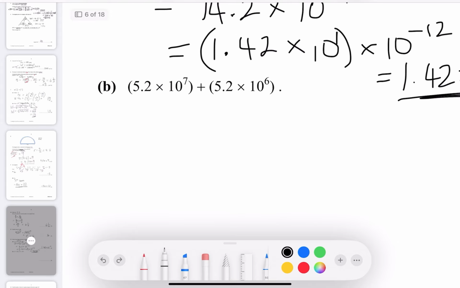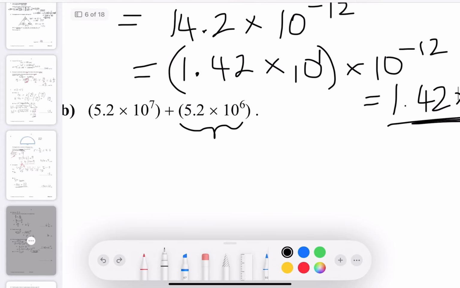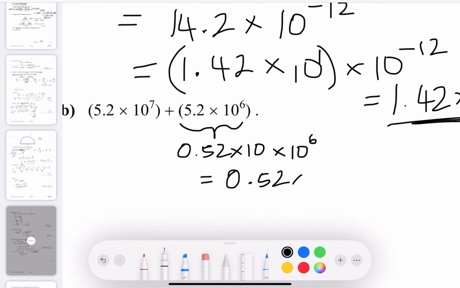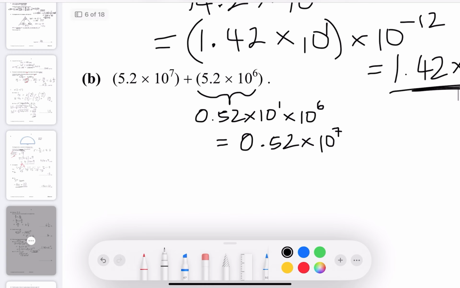So we could convert this right here, 5.2 times 10 to the power of 6, to a constant multiplied by 10 to the power of 7. If you do the same method as above, we can split 5.2 as 0.52 times 10. So 0.52 times 10 times 10 to the power of 6. And that's equal to 0.52 times 10 to the power of 7 after we add up these indices. So now we have 5.2 times 10 to the 7 plus 0.52 times 10 to the 7.